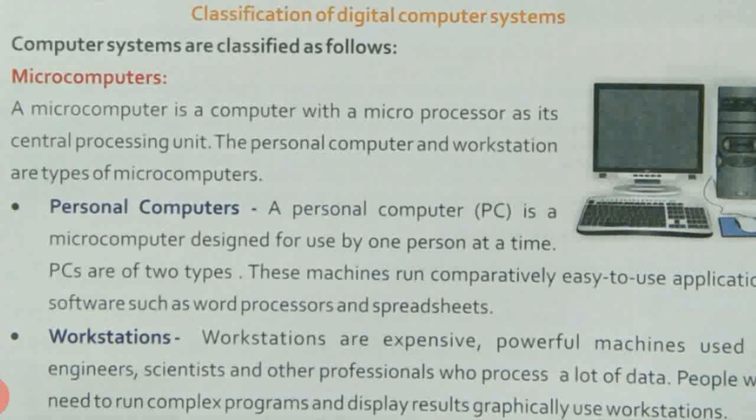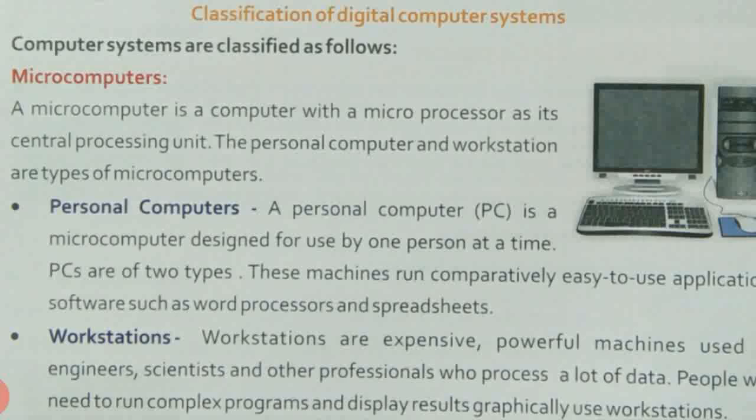First one is microcomputers. A microcomputer is a computer with a microprocessor as its central processing unit. The personal computer and workstation are the types of microcomputers. Students, microcomputers are those which we can use in our home, in our computer lab, or everywhere. If we think about the microcomputer, then it has two types, that is personal computer and workstation computer. We'll see the difference between personal computer and workstation computer.